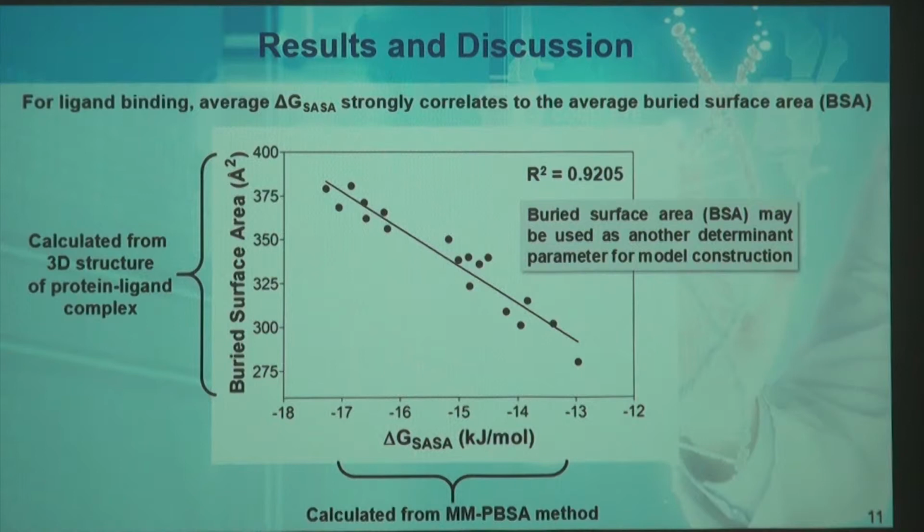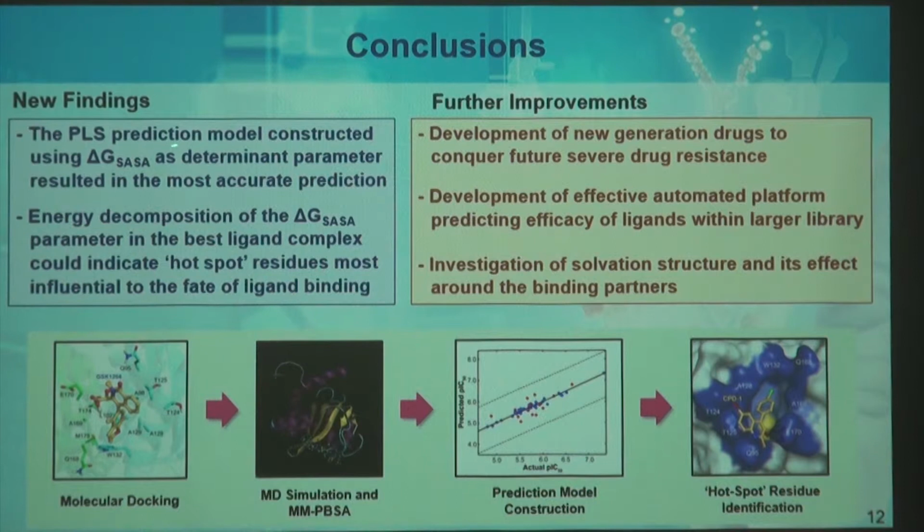To sum up, the prediction model of SASA energy gets the most accurate prediction, and additionally, this model can be used to identify the hotspot residues, which are most influential to the fate of ligand binding. For ongoing study, we will focus on the development of new generation drugs to overcome drug resistance, the development of an effective platform to predict the efficiency of the ligand within a larger library, and the investigation of the conformation structure and its effect around the binding partner.